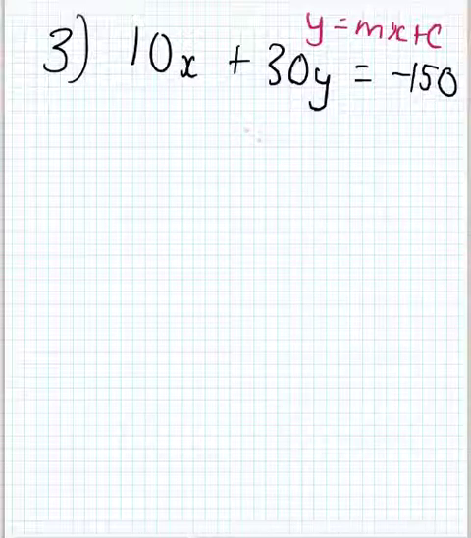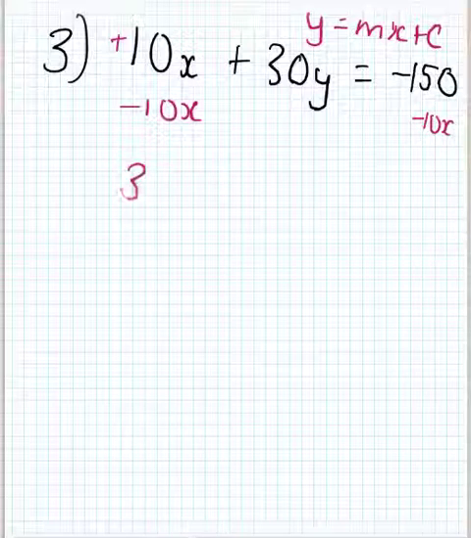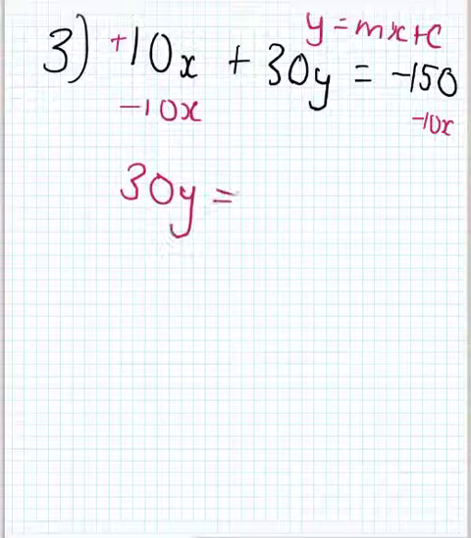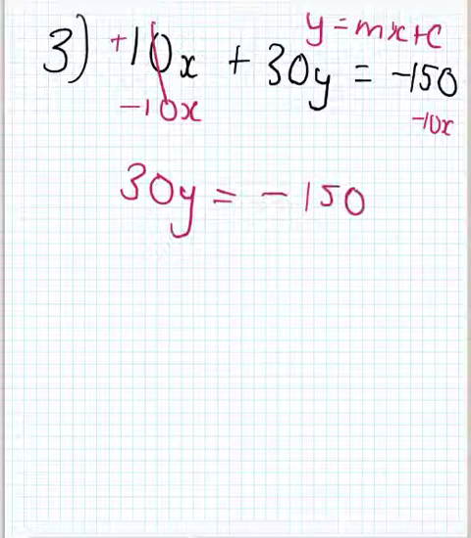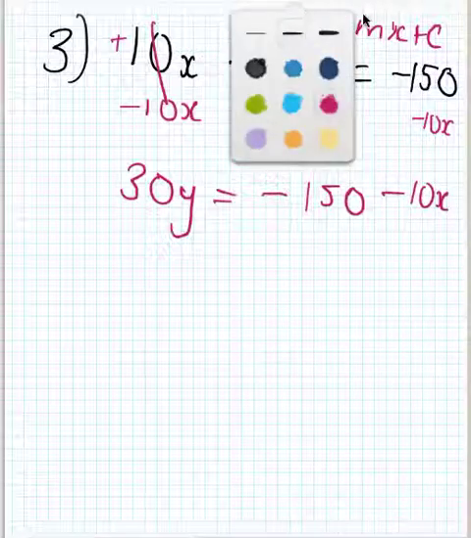And to get it in this form, we basically have to have y equals everything else. So the 30y can stay here for now. Our first thing to go is this positive 10x. The opposite of plus 10x is to minus 10x. This will cancel out and become 0. And of course, we have minus 10x on this side. So we're left with 30y equals, so that's gone from this side, and we've got minus 150, that was already here, minus 10x.